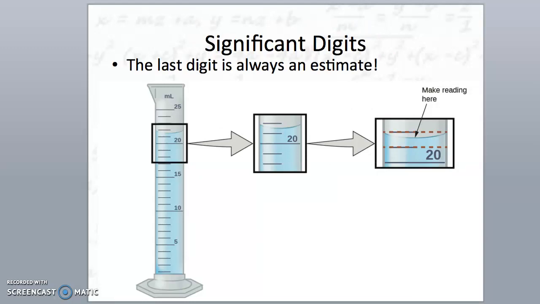Whenever we make a measurement, the last digit is always estimated. This volume could be reported as 21.6 milliliters. I estimated the 6. You may have reported it as 21.7. This measurement has 3 significant figures.